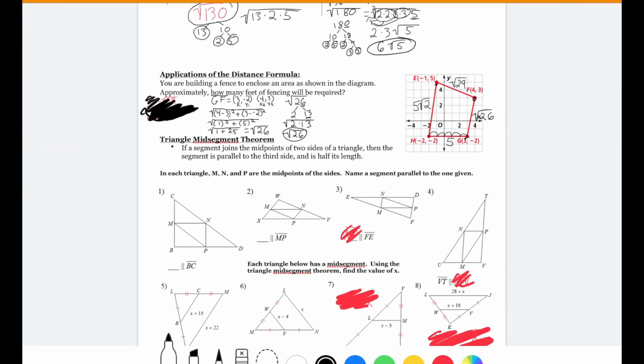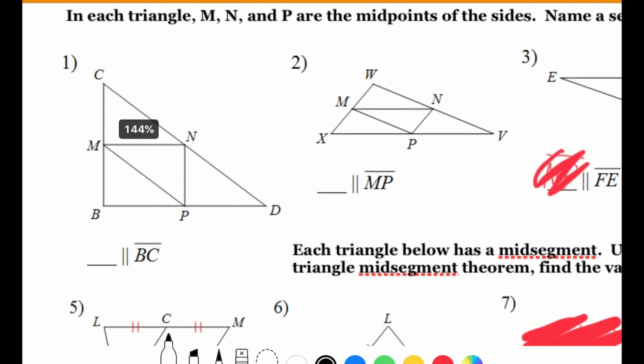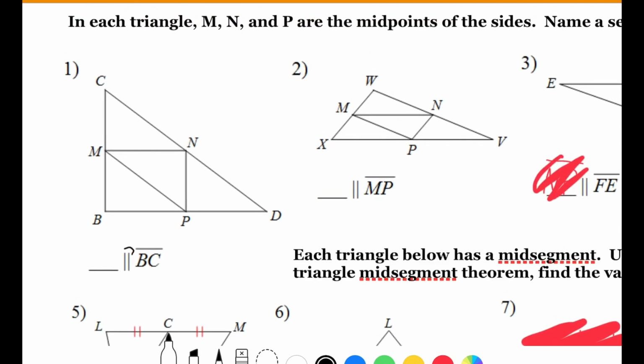Alright. 1 and 2. Remembering that this symbol here means parallel.